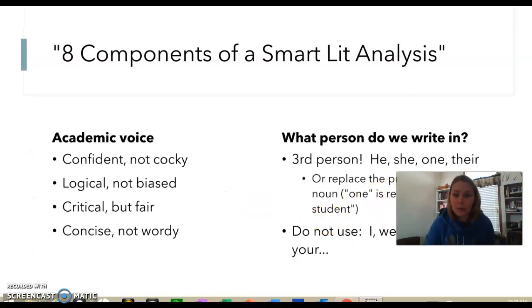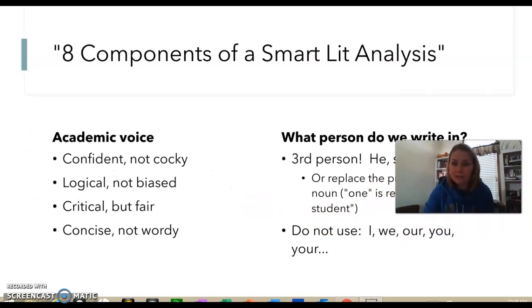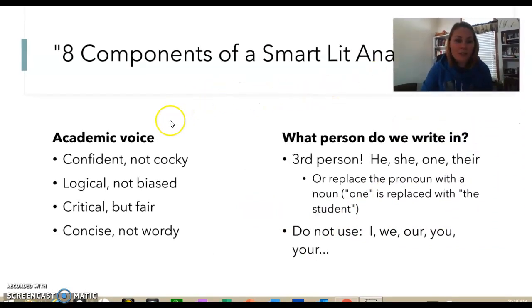Okay, so what the heck is academic voice? When we use our academic voice in writing, we're going to sound confident in our argument without being cocky. We're going to be logical in our argument using evidence without being biased one way or another. You're going to be critical, trying to answer the how the author did something, but you're also going to be fair to that author. You're going to pay attention to what the time period was like, what their background might have been, what their education might have been.